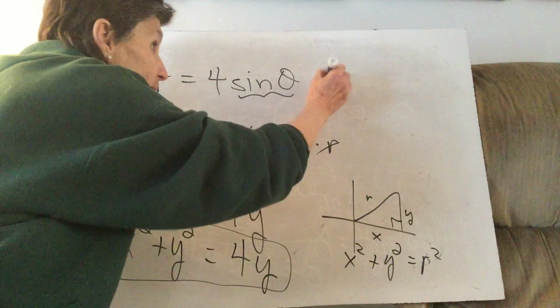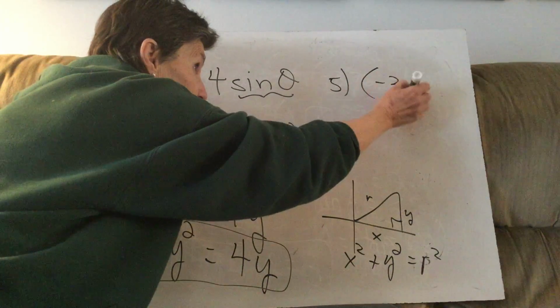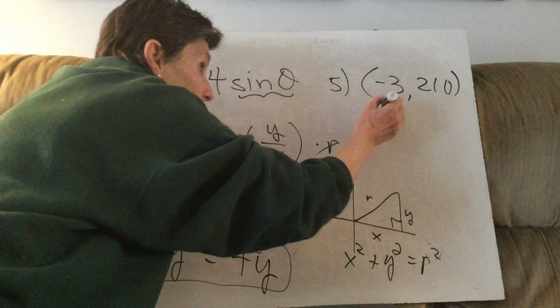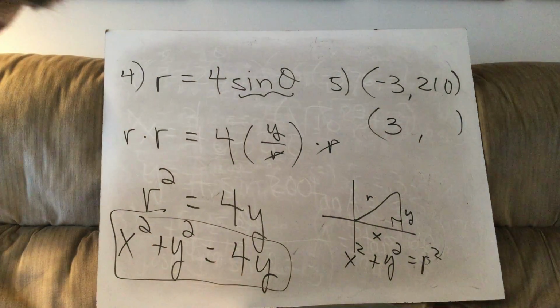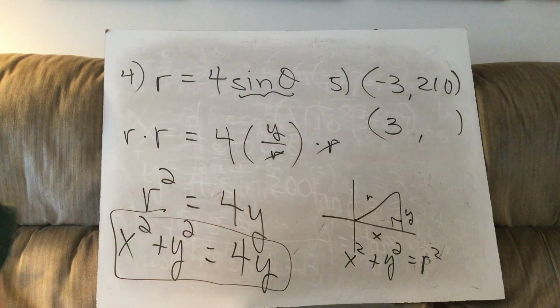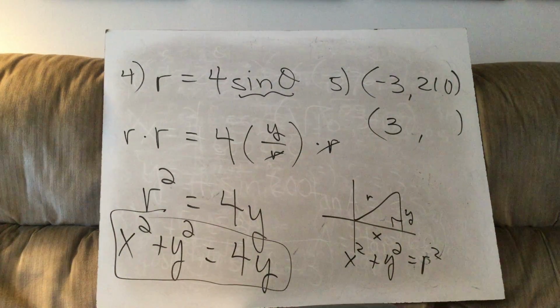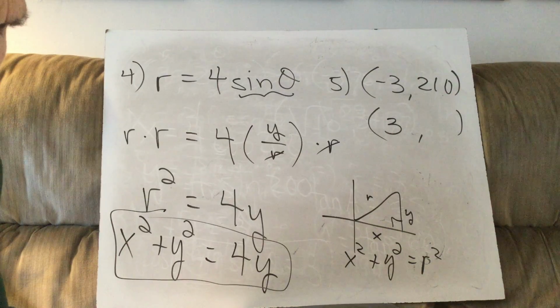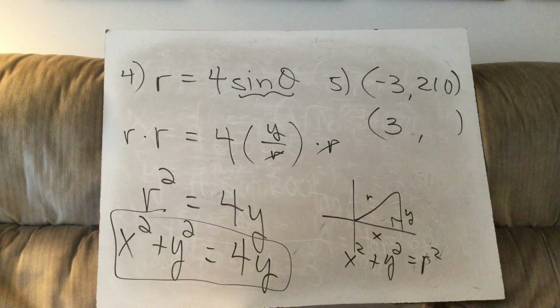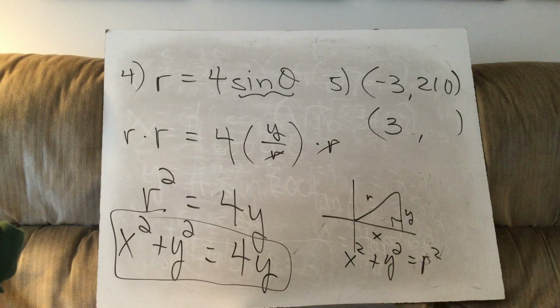Number 5 says we have the point -3, 2, 10. And we have to figure out where we're going to plot it. Well, we know we're going to plot it with a +3 because we cannot plot it with a -3. Now, what does that do to the angle? We've already done this a couple times in this video. What happens to the angle when you change the sign on r? It changes by 180 degrees.